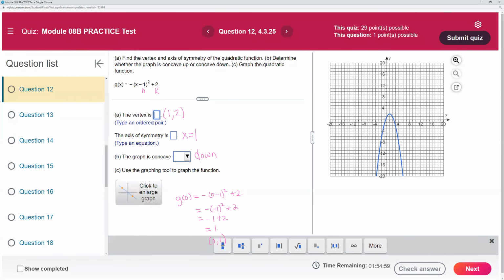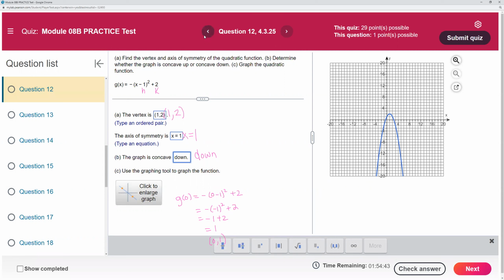So let's go ahead and type in everything we need for that, just so you can see the formatting. Do an ordered pair because it says that there. Type an equation means x equals 1, and the graph is concave down. Okay, so that's what everything should look like on that one.